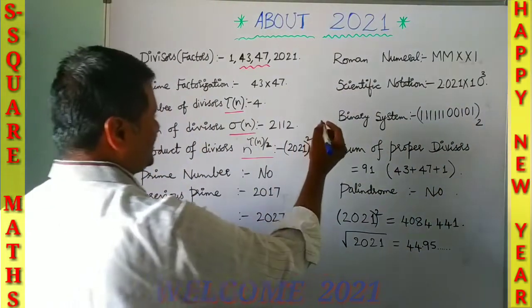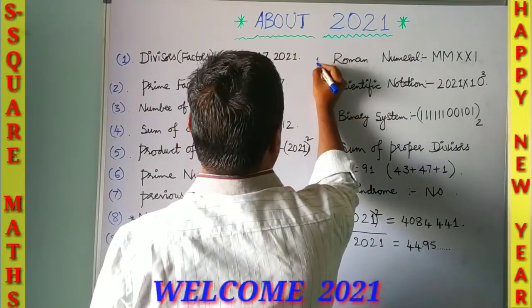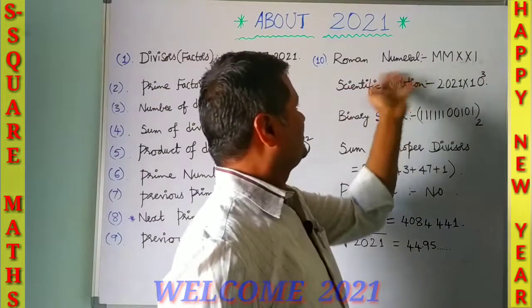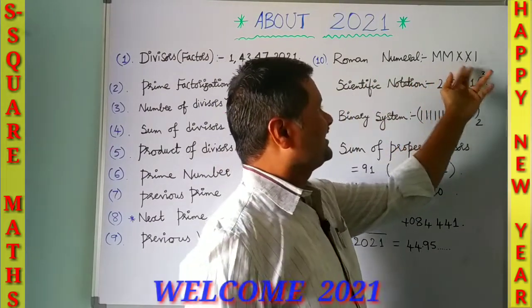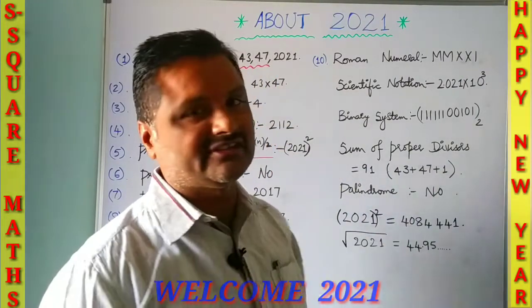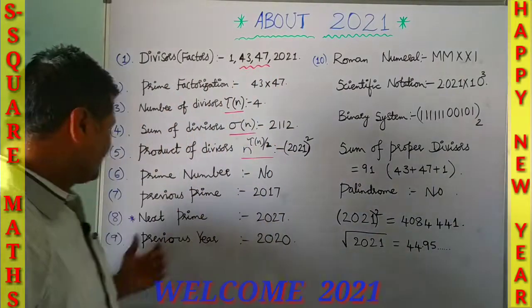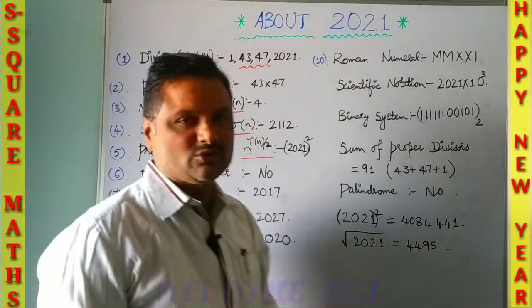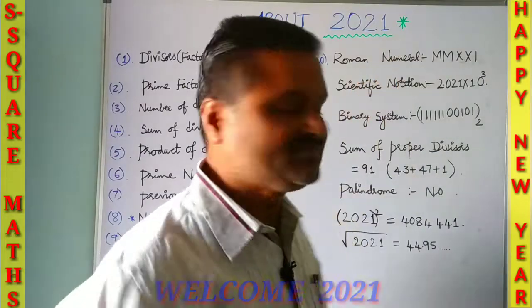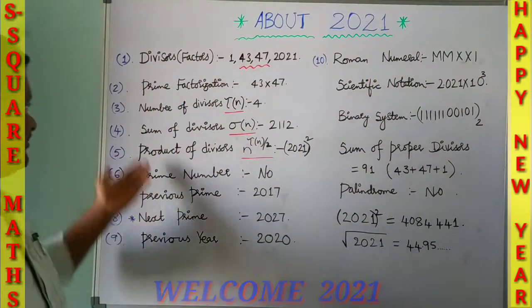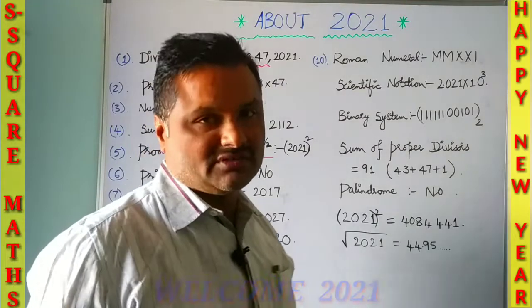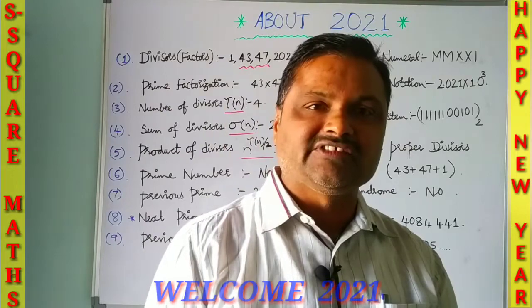Next, Roman numeral. So this is the 10th one. What is the Roman numeral corresponding to 2021? MMXXI is nothing but the Roman numeral for 2021. So in this way, various different observations we can go through. Here you can motivate the 5th, 6th, 7th children. Here you can motivate right from the 6th to 8th, 9th, even 10th standard students about the number 2021, our present year.